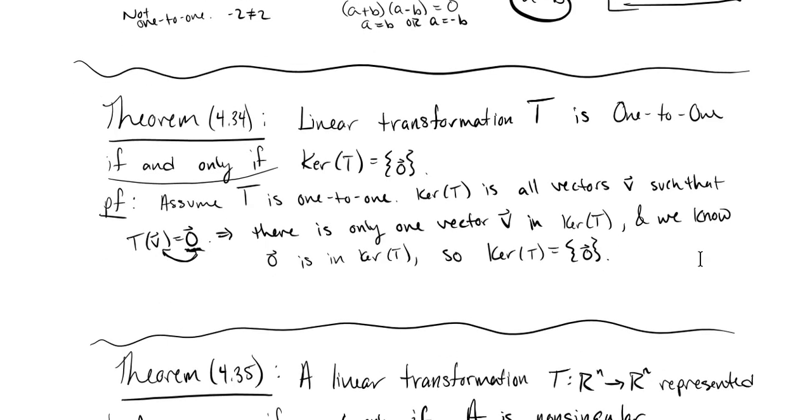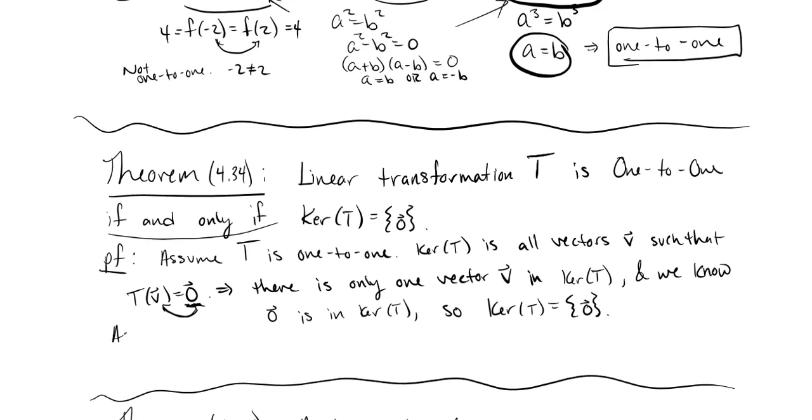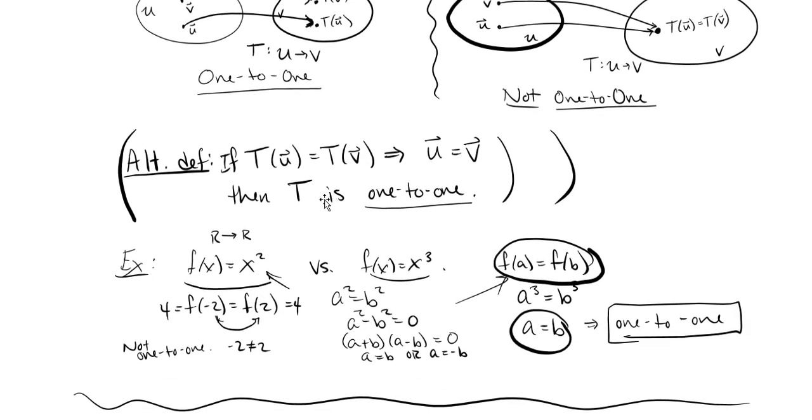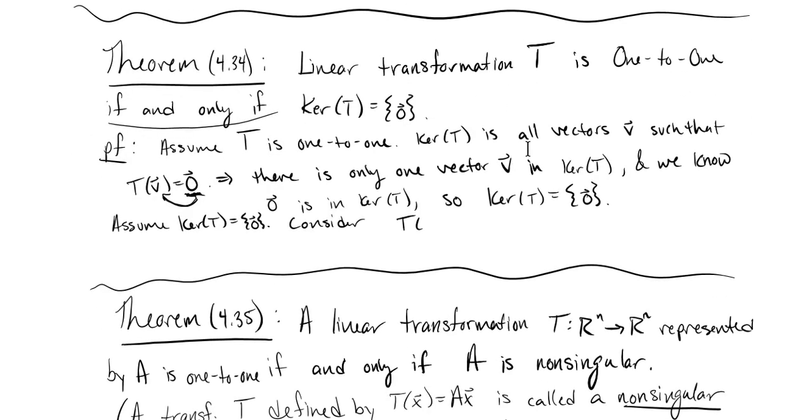What if we work in reverse? What if we assume the kernel is just the zero vector? Can we show the transformation is 1 to 1? Well then, let U and V, let's consider, just following this alternate definition, whether T of U equaling T of V implies that U equals V or not. Let's see.